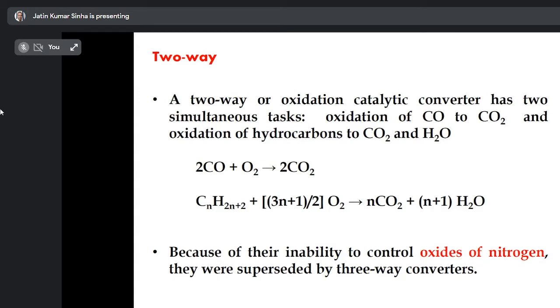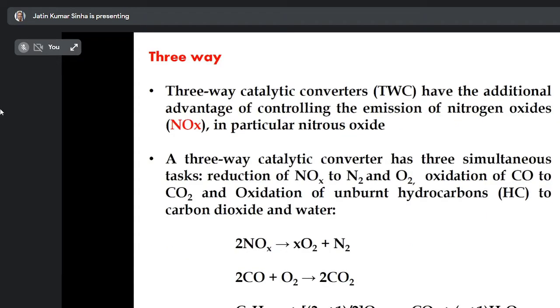So with time, the three-way converters have been adopted. The job of the three-way converter is, first, it converts the nitrogen oxides to oxygen and nitrogen, and the rest of the two is done similarly as in a two-way catalytic converter. That is, the carbon monoxide is converted to carbon dioxide, and the hydrocarbons are converted to carbon dioxide and water.